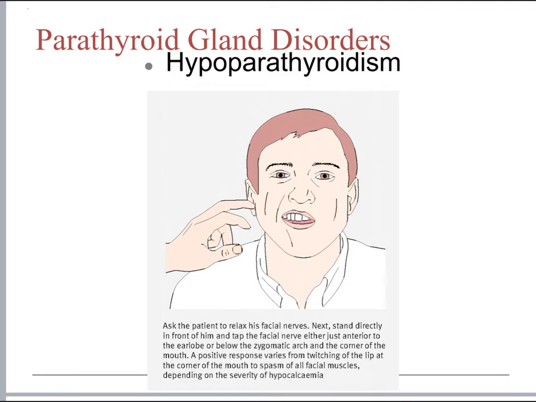Now, there's a pretty easy way to test for hypoparathyroidism. If you look at this little tutorial below, we can ask our patient to relax his facial nerves. We're going to stand directly in front of him or her and tap that facial nerve either just anterior to the earlobe or below the zygomatic arch and the corner of the mouth. A positive response varies from twitching of the lip at the corner of the mouth to spasms of all facial muscles. And this is going to depend on the severity of the hypocalcemia, so how low our calcium levels are.